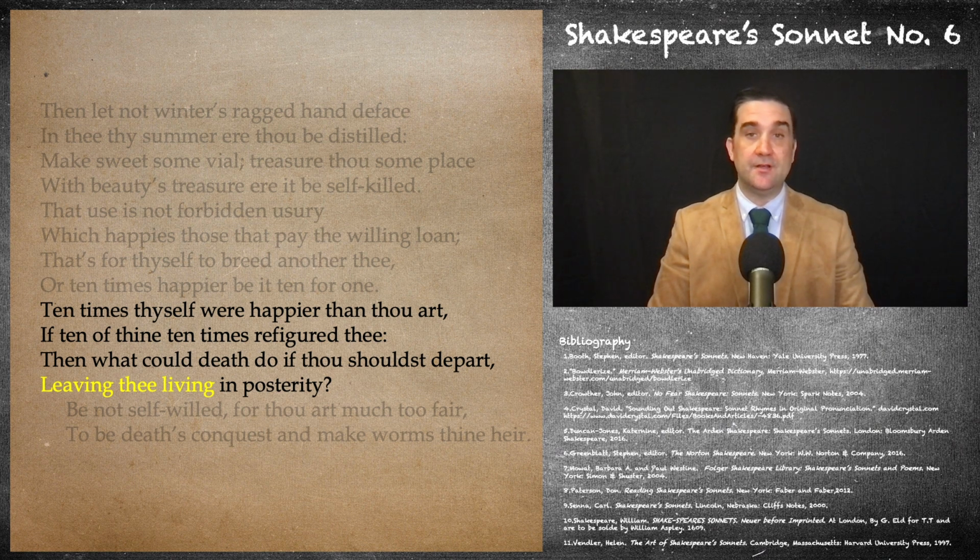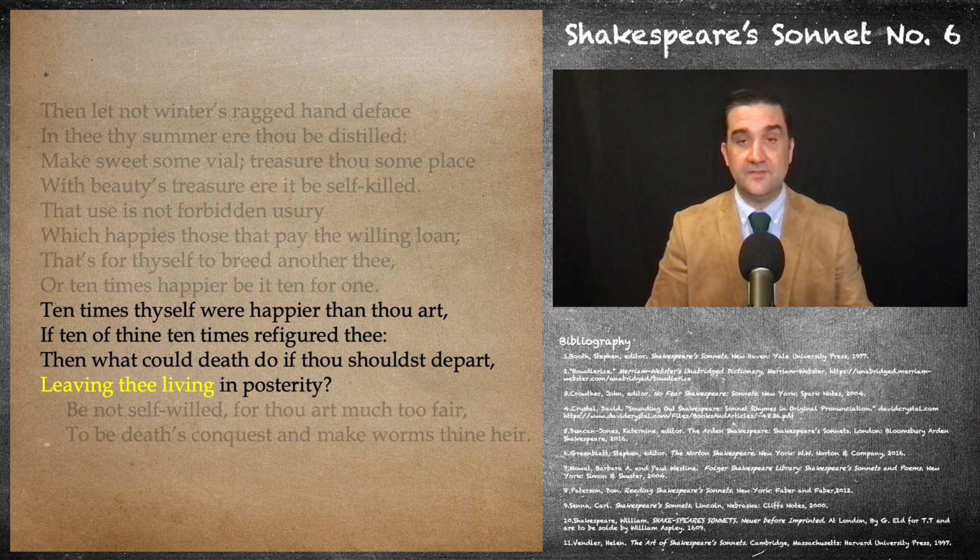Stephen Booth points out that there are at least 4 ways to read just this one sentence. First, leaving indicates the condition in which the object of the sentence is found at the time of departure. The time of departure, of course, is death. The object, of course, is thee, who is the young man. So how could the young man be left living at the time of death?